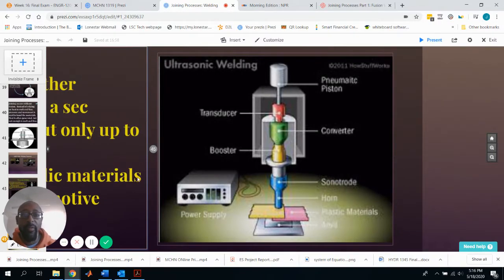Here's a diagram of ultrasonic welding. You have a pneumatic piston that's meant to give that extra pressure there. And then you have a transducer and a converter. All these things are used to get that vibration there that helps to establish that bond. Then down here you have the two lap joints and the horn, and then you have the base applied. That's where the actual joint is applied, where the pressure and the vibration is applied to the metal.